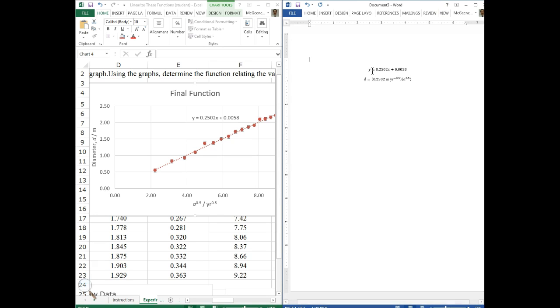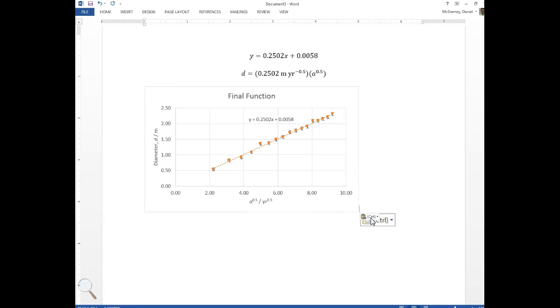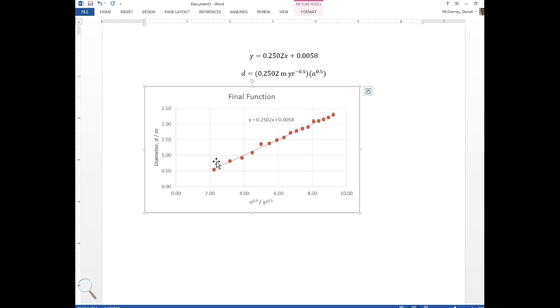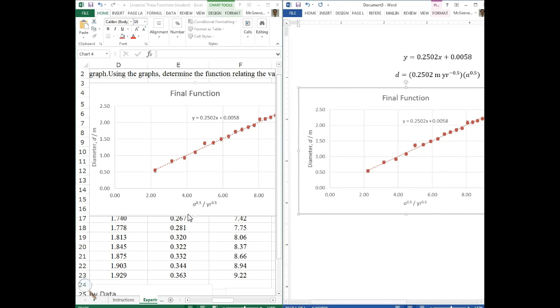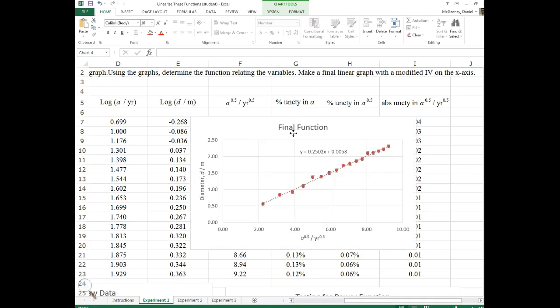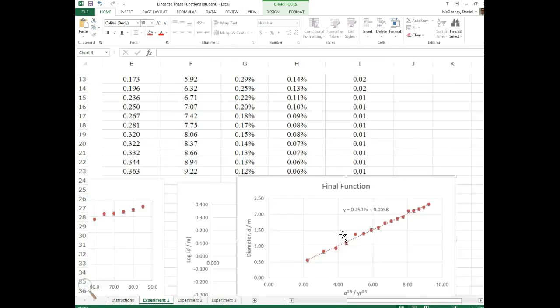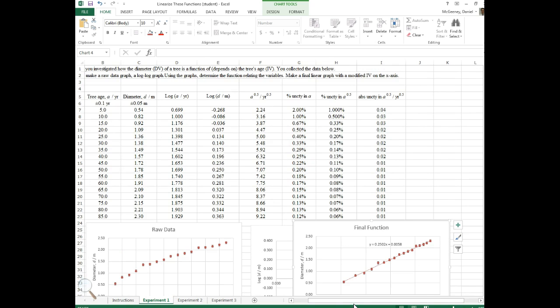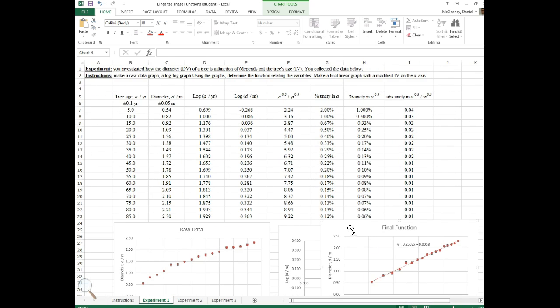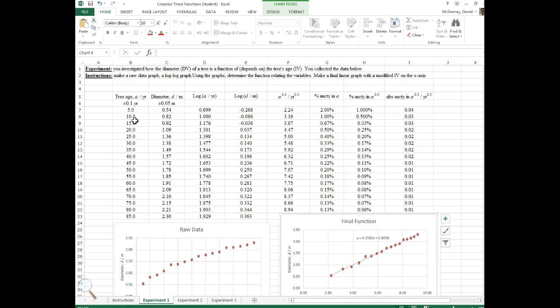You're going to include the graphs, Control-C, Control-V, and when you paste your graphs, this little control thing pops up, so you can make it just a picture. Make it a picture. That's probably the easiest way to paste. You're pasting not just the final function graph, but the other two graphs, and you're also pasting what you've used to make that graph. So include a table of values.